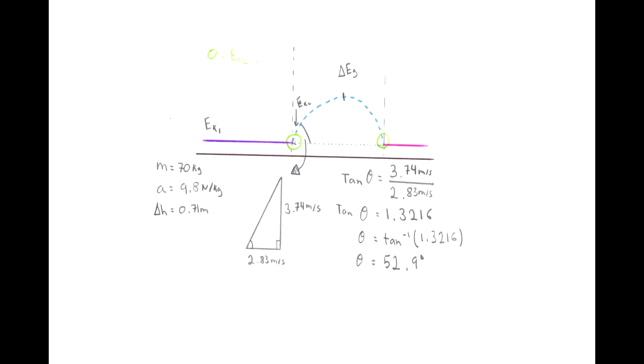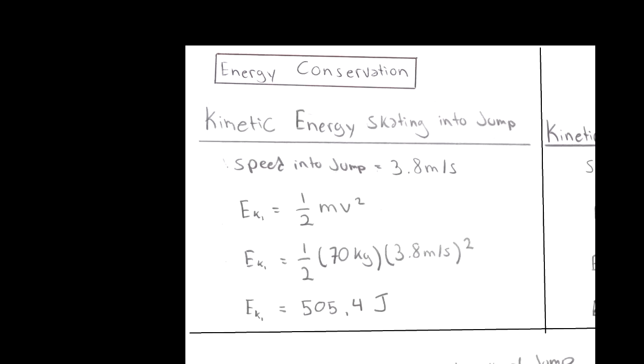Like I said before, we're going to divide the jump into two parts, the approach going into the jump and then the jump itself. First off, let's calculate the kinetic energy skating into the jump. Logger Pro said that my speed into the jump is 3.8 meters per second. So I subbed it into the kinetic energy equation and I end up with 505.4 joules. Now keep in mind that this is the approach speed.